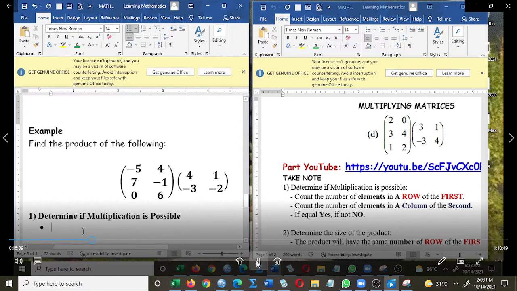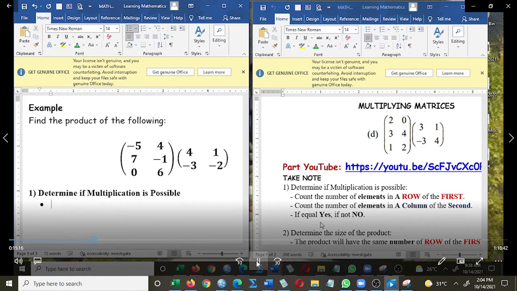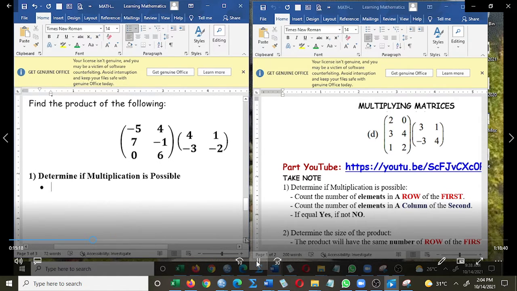So can somebody please tell me what is my first point? What's the first thing based on what is written there? As you can see, they are looking very much identical. A 3 by 2, a 3 by 2, and a 2 by 2, and a 2 by 2. Determine if multiplication is possible. Put the colon. The conclusion will come after. You have two things to do and then the conclusion, yes or no.